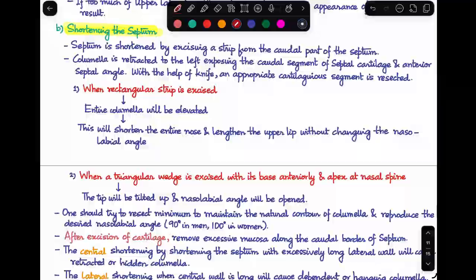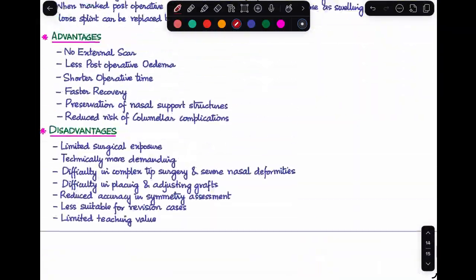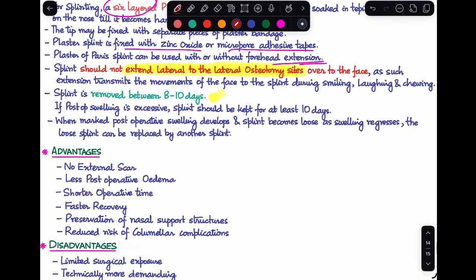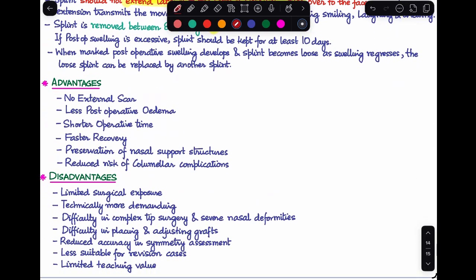This is a very important long question that you are often asked in your theory exams and you should be knowing about. Lastly, let's in short discuss what are the advantages and disadvantages of following this closed approach. Advantages being, as we learned, there is no external scars because you have not given any external incisions. Second is there is less post-operative edema, shorter operative time, patient recovers faster, and the nasal support structures are well maintained in the closed approach, and there is a reduced risk of columellar complications because we are not giving any transcolumellar incision like we do in open rhinoplasty.